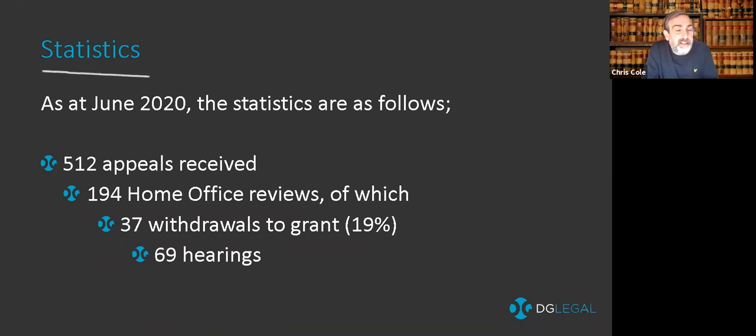Because obviously, as you can see, the number of appeals that have been reviewed is quite low. So once everyone starts lodging their appeals and there's a much greater volume, whether the Home Office will spend as much time reviewing them and be as willing to withdraw, we shall see. That's 69 hearings, and I'm sure there'll be some more going forward.